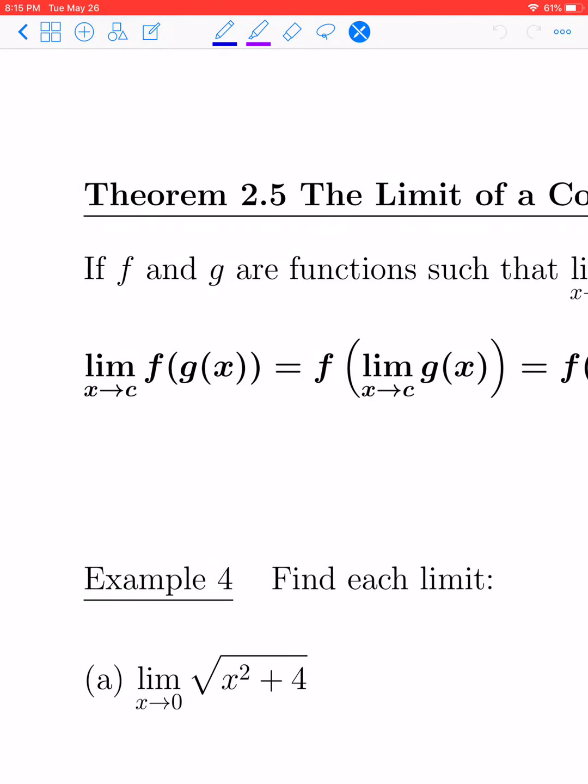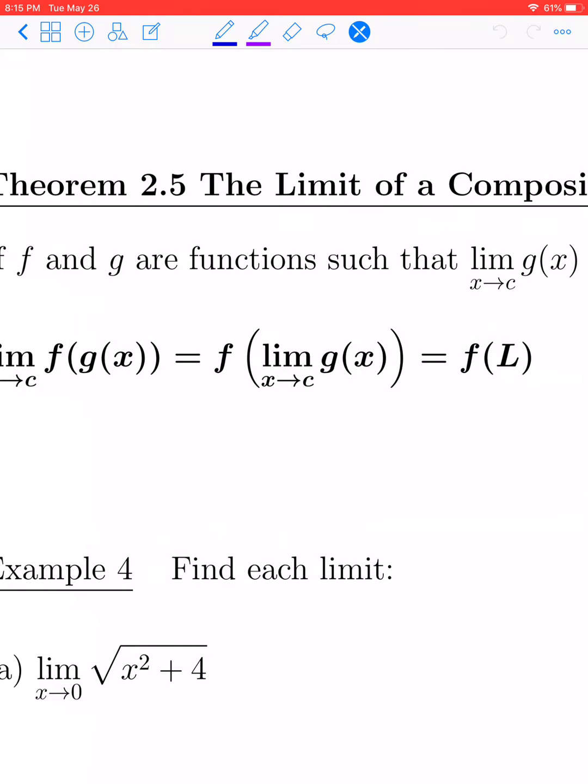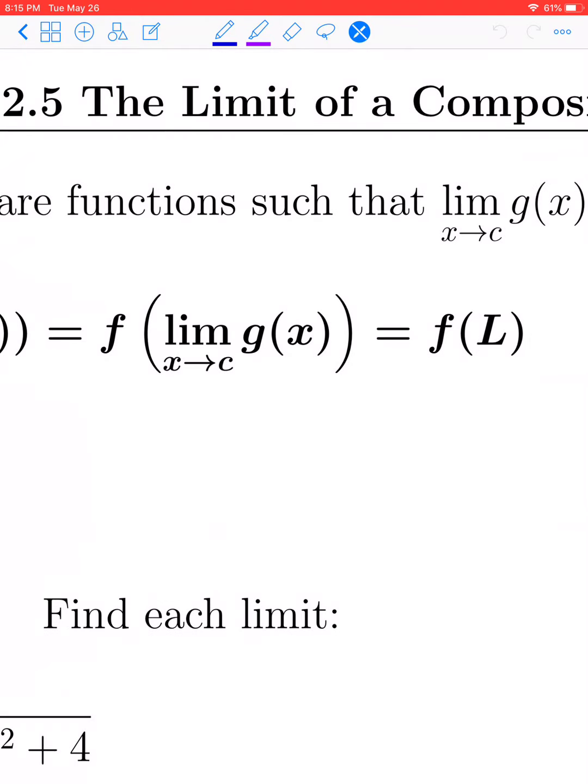The limit as x approaches c of f composed with g of x is simply equal to f evaluated at the limit as x approaches c of g of x, which we know is equal to f of L.